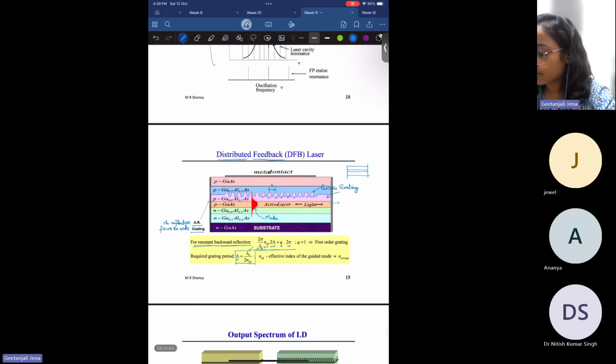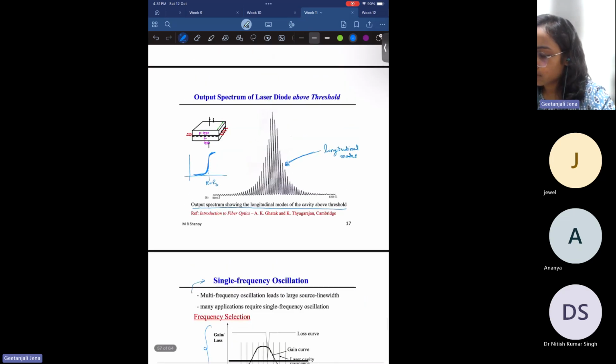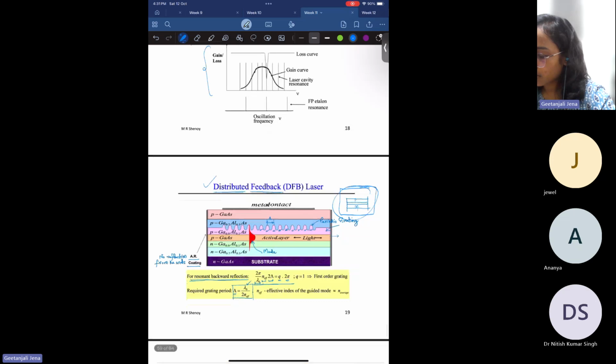So for a laser in a semiconductor system, we can use a grating for single frequency oscillation. One typical example is the distributed feedback laser. If you see a normal Fabry-Perot laser, we have p-type semiconductor on one side, sandwiched to an active layer, and n-type semiconductor on the other side. And for this type, we'll see longitudinal oscillation similar to this curve. Okay. And for single frequency oscillation, what has been done? We can introduce a periodic grating.